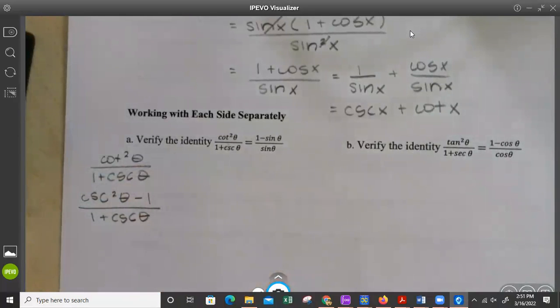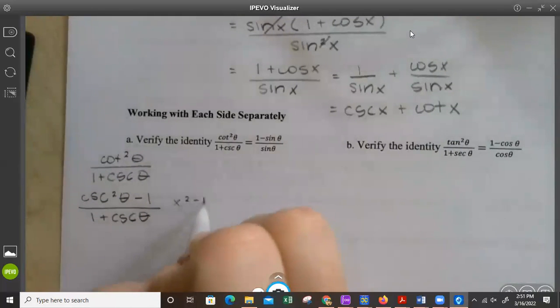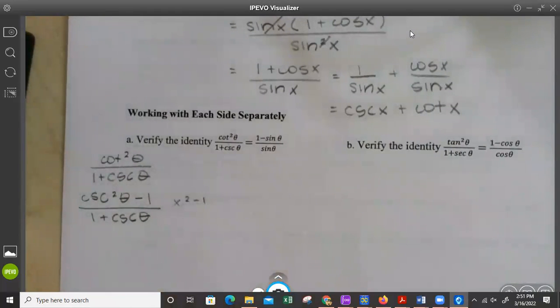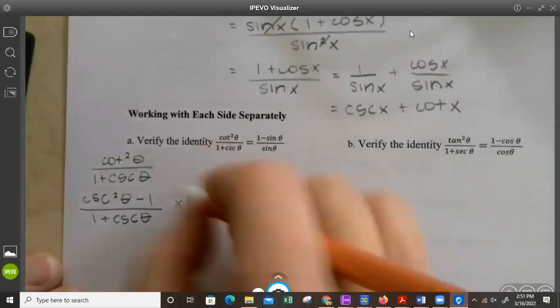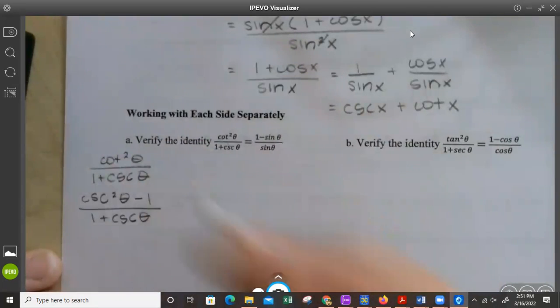What if I had this? What could I do? I can do what to it? X minus 1 and X plus 1, right? So I can factor it. If you have to put that there, go ahead and put that there.